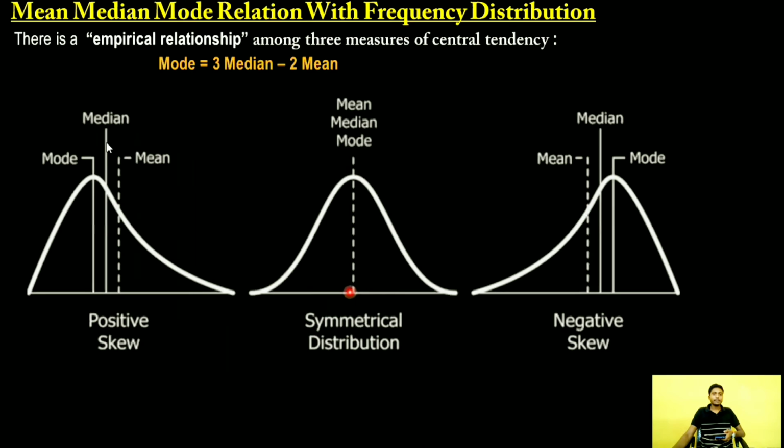Clear? Now there is a relation between mean, mode, and median for a frequency distribution. By the empirical relationship, this is our relation. Mode is equal to 3 times the median minus 2 times the mean. Clear? This is our relation between mean, mode, and median, and these are the 3 graphical representations of them. This is a positive skew, this is a symmetrical distribution, this is a negative skew. Clear?